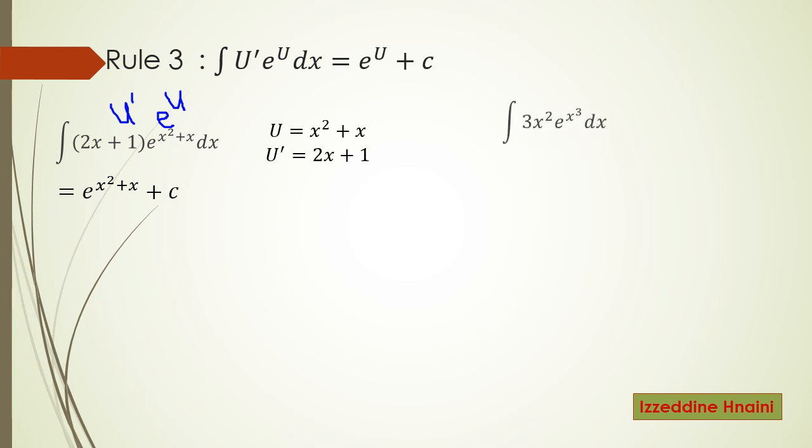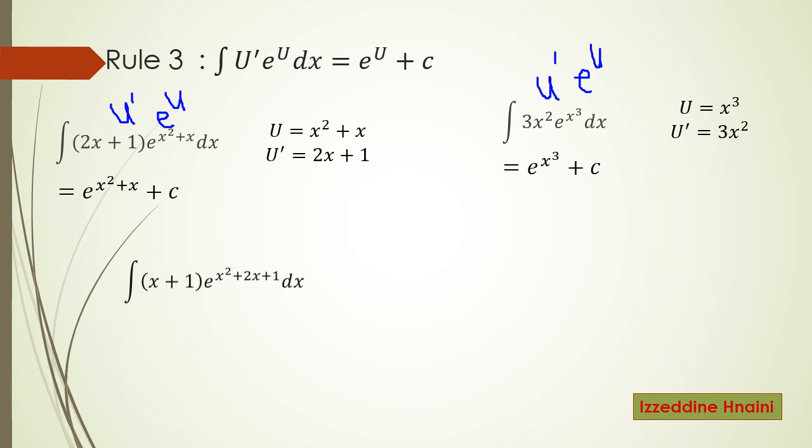Second example, 3x² e^(x³). Here also we take u = x³, so u' is 3x². So this function has the form u' e^u, which is e^u, e^(x³) + c.